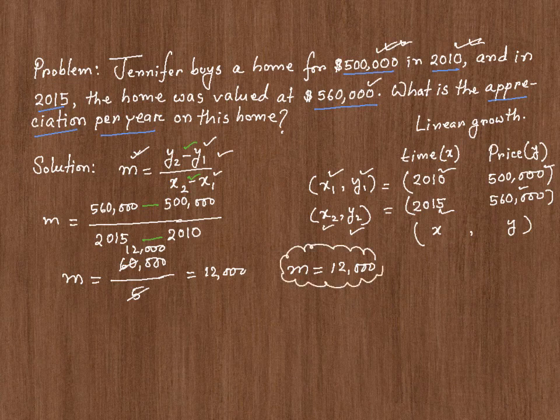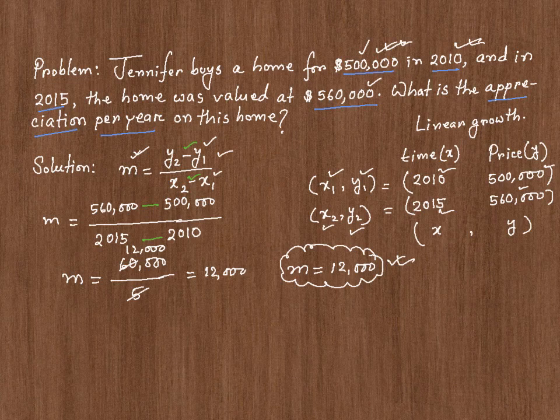Now let me give you a perspective on this thing in terms of what it means. This says that the home price is increasing. So you buy it at time 0, which is 2010, at the beginning of time for you. You buy it at $500,000. Every year from there on, the price of the home is increasing by $12,000 per year. So it's increasing $12,000 per year.